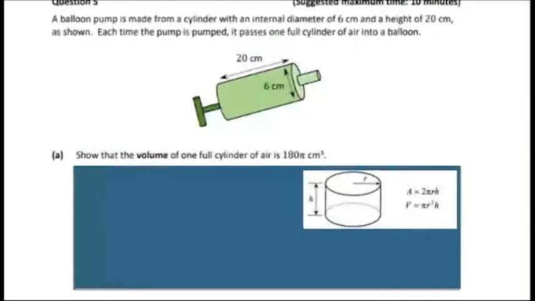So let's start off. First of all, we need to show that the volume of the cylinder is 180 pi centimeters cubed. It looks a bit tricky at the start, but it's not really, because we can use the formula and input directly. Volume is equal to pi r squared h for a cylinder. We have to be sure about the r. So if we look over here, we have a radius of 3, because the diameter is 6. So diameter is equal to 6 centimeters. Therefore, the radius is equal to 3 centimeters. So that's the only change we have to make here.